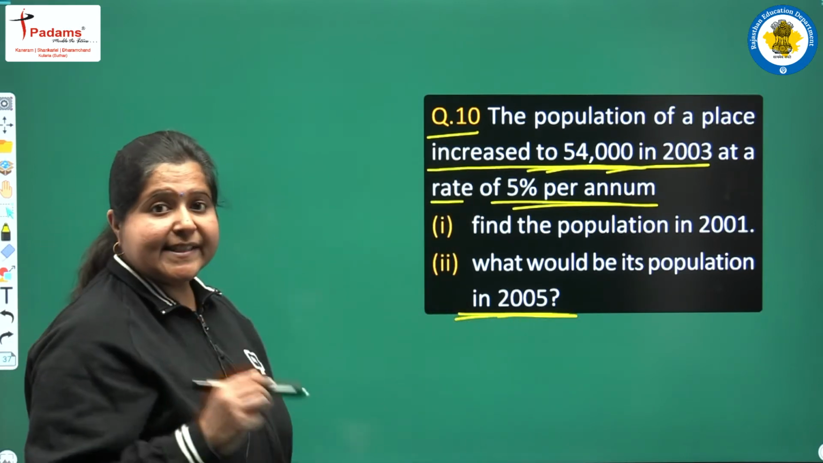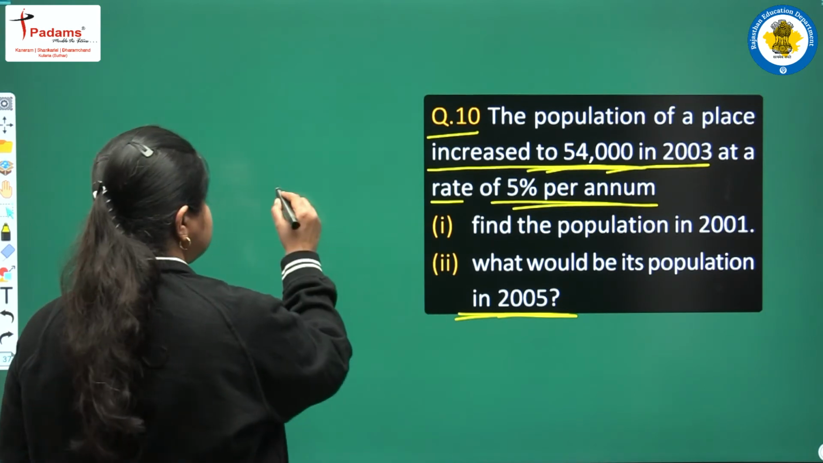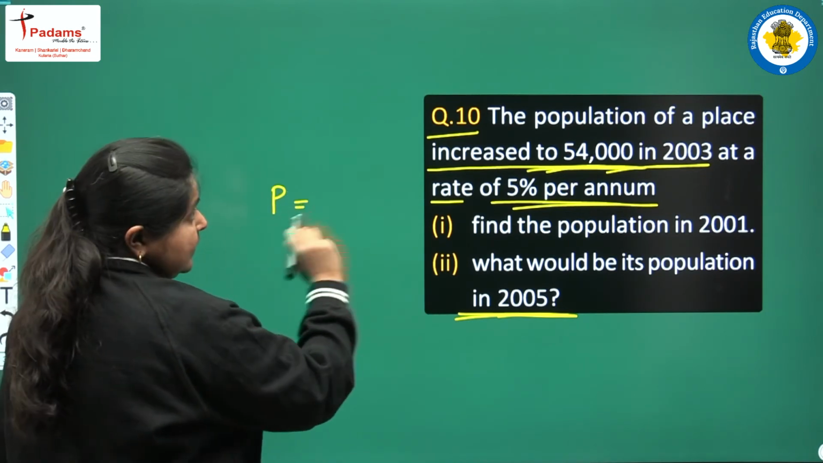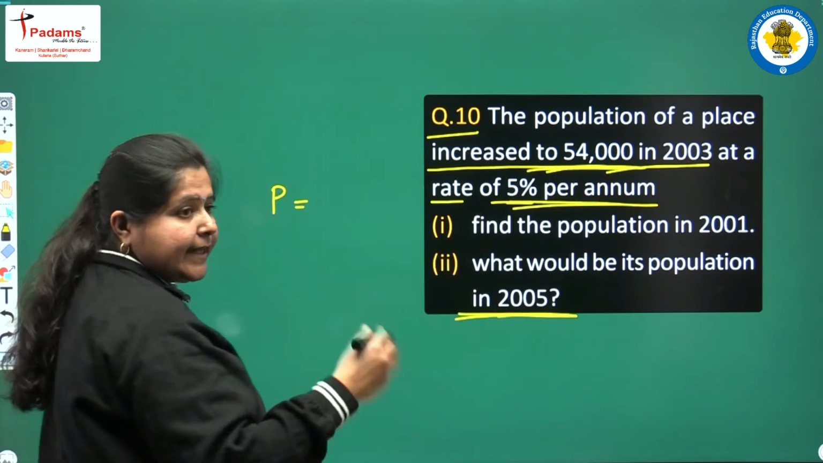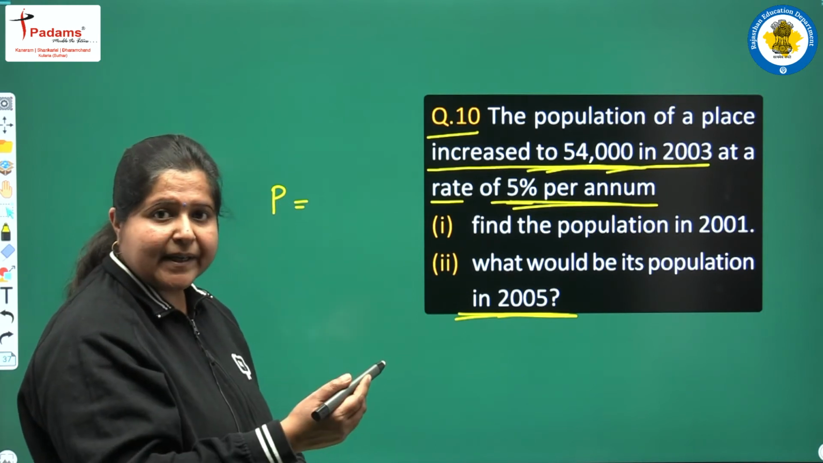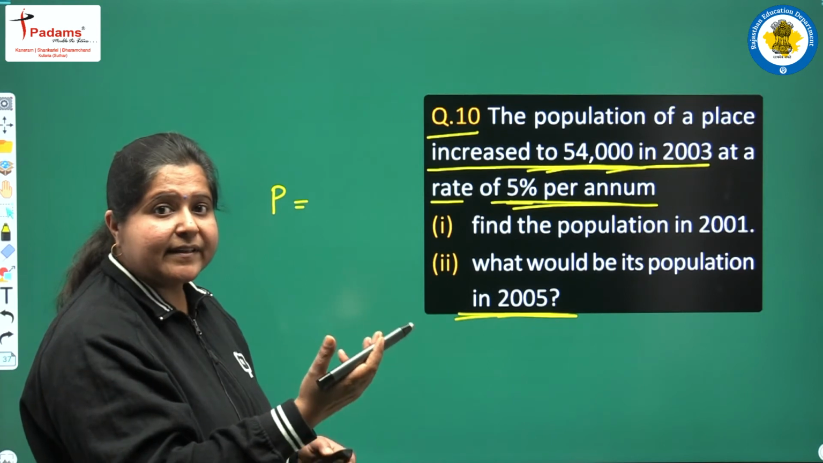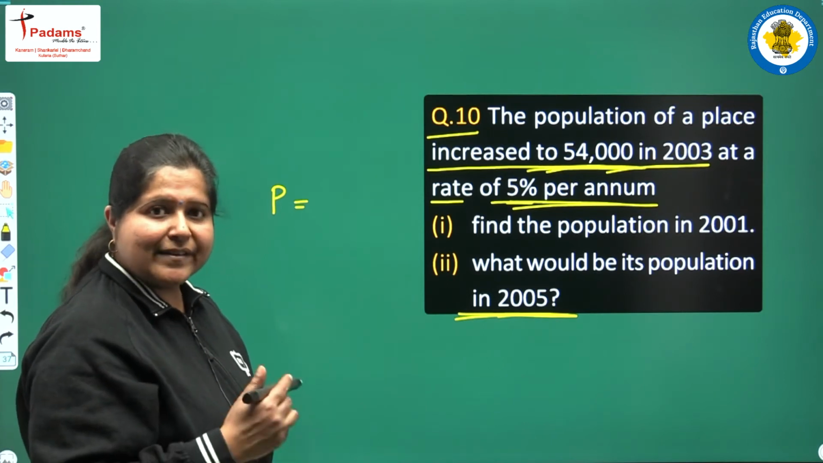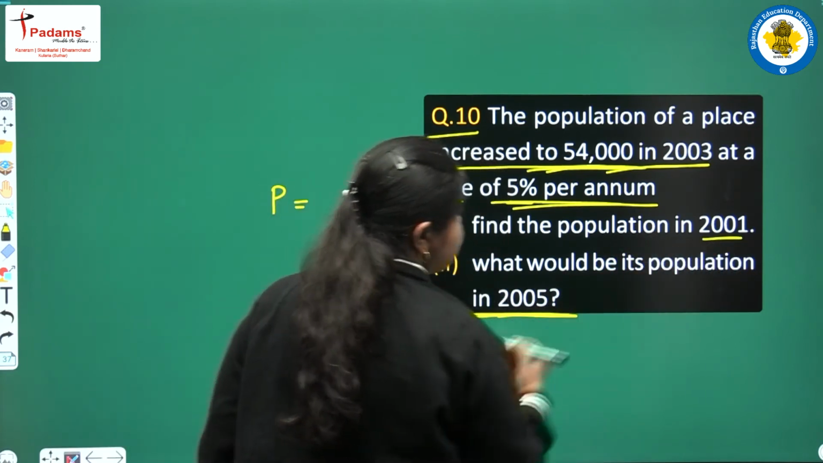ये एक एप्लीकेशन है कंपाउंड इंटरेस्ट फॉर्मूले का. कैसे आप देखिए कि स्टार्टिंग में कुछ पॉपुलेशन रही होगी प्लेस की, फिर 5% इंक्रीज के साथ नेक्स्ट ईयर कुछ बढ़ गई, फिर 5% इंक्रीज हुआ, उसके बाद नेक्स्ट ईयर कुछ बढ़ गई और फिर फाइनल जो पॉपुलेशन हुई वो एक तरह से अमाउंट को रिप्रेजेंट कर रही है जो हम कंपाउंड इंटरेस्ट के केस में रिप्रेजेंट करते हैं. सो हियर वी हैव बीन आस्क्ड द पॉपुलेशन इन 2001.